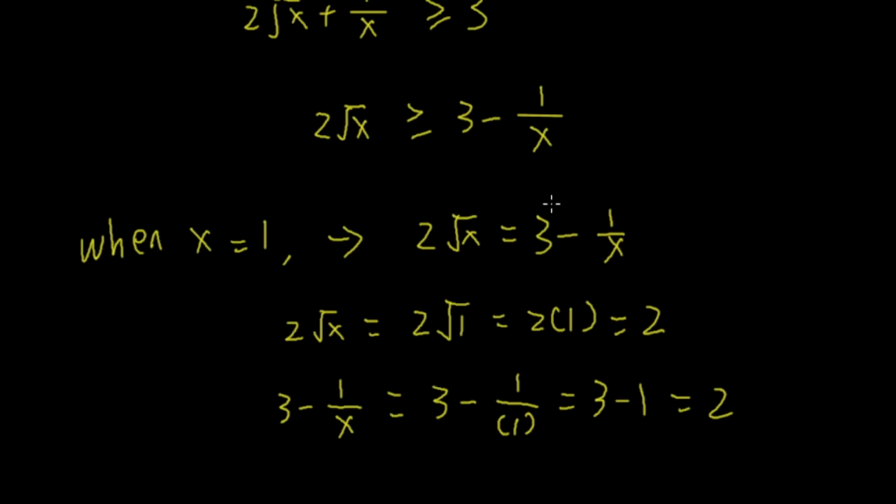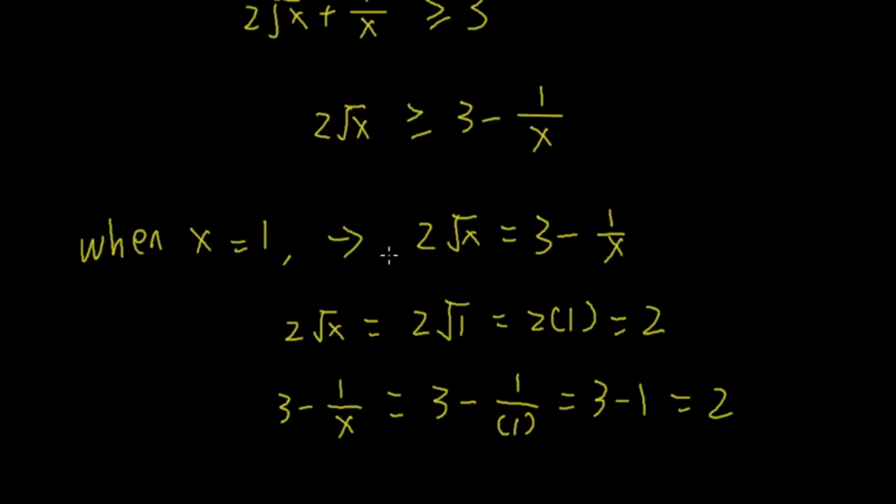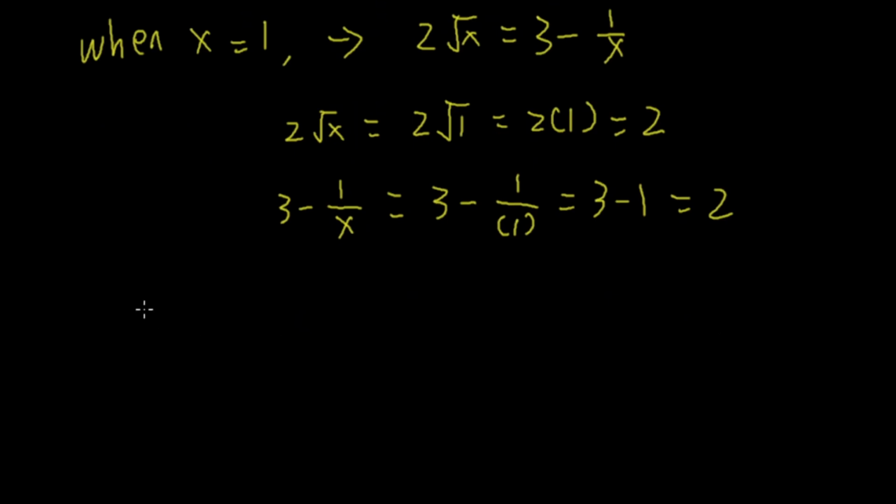Now notice that x under the square root cannot be negative. We're not talking about complex numbers here. So in this case, x cannot be less than 0 in square root of x. Then x has to be greater than or equal to 1.